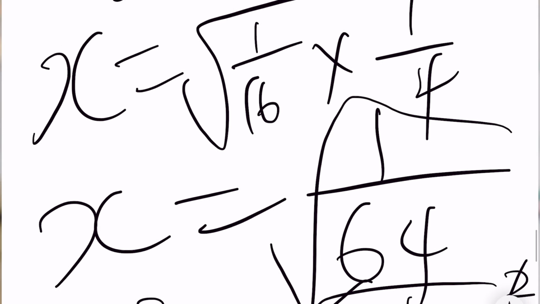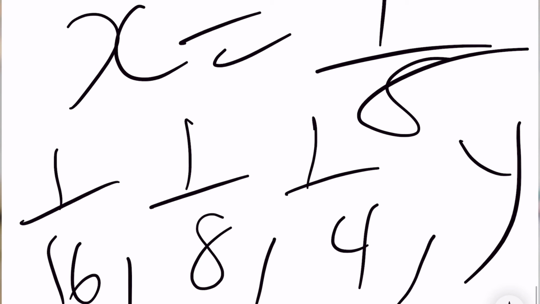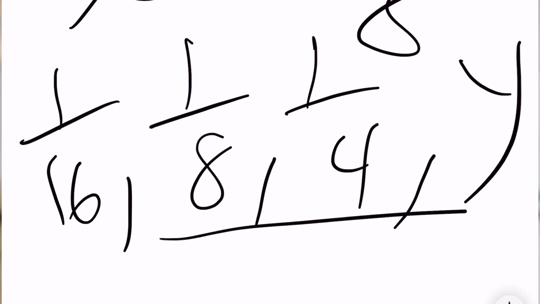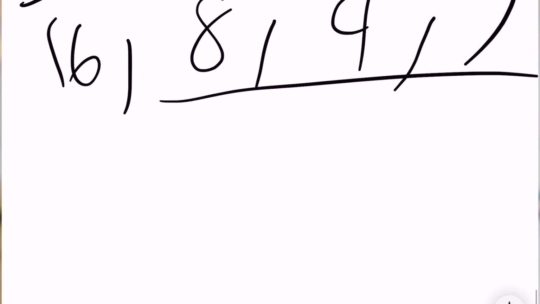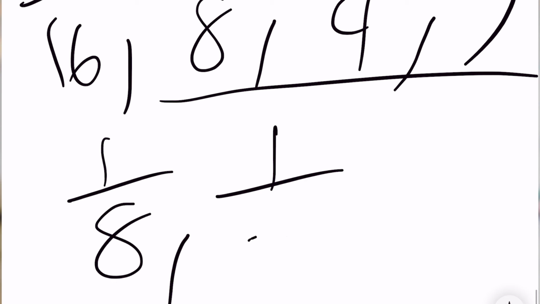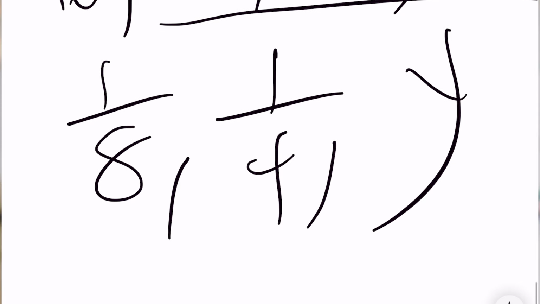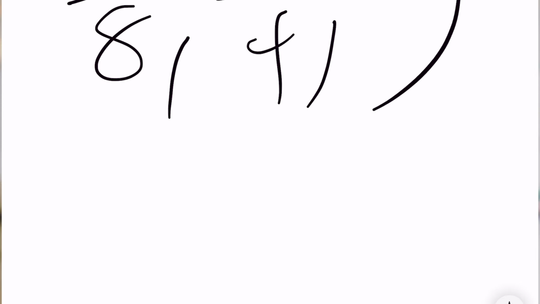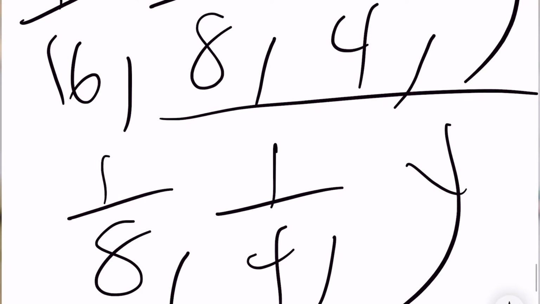So we have this to be 1 over 16, 1 over 8, 1 over 4, and y. Then we pick the last 3, so we have 1 over 8, 1 over 4, and y. So basically it is 1 over 16.